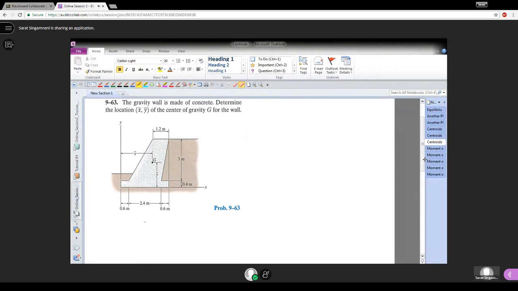The gravity wall is made of concrete. Determine the location x bar, y bar of the center of gravity G for the wall. So we need to consider standard shapes to define the final shape. As you can see, the final shape of the dam is enclosed within those lines. That is the actual shape we are talking about.